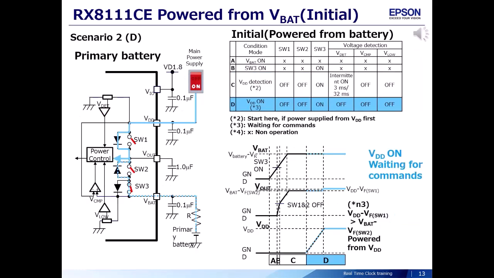After that, when the main power is turned on, the real-time clock module will be ready to accept commands. In this state, whether the power is supplied from the main power supply or the backup battery is determined by the voltage of the main power supply side or backup side.